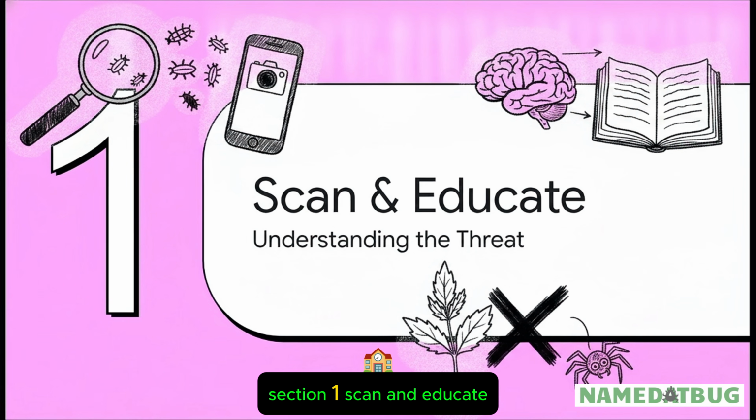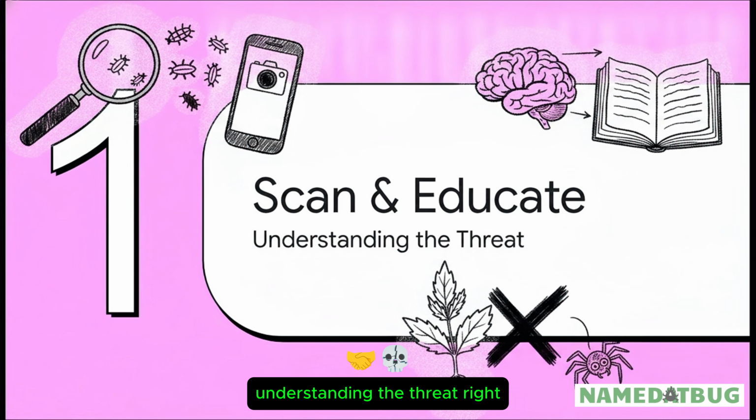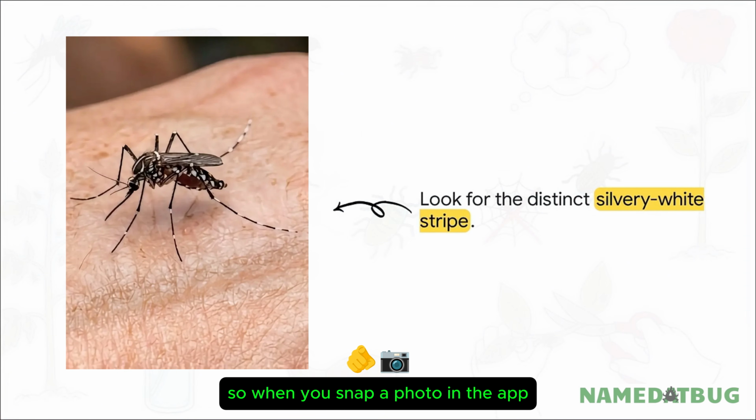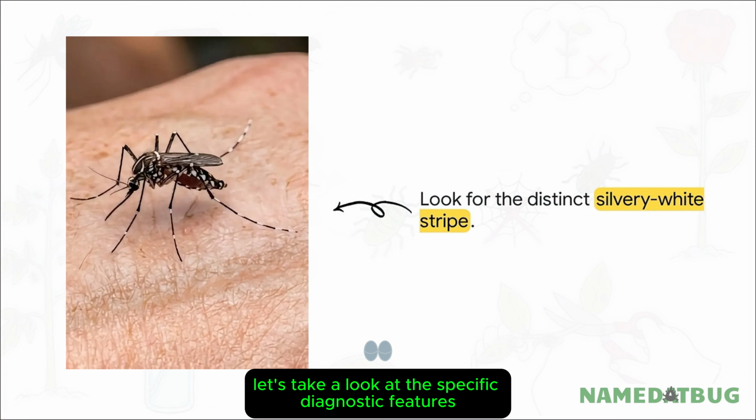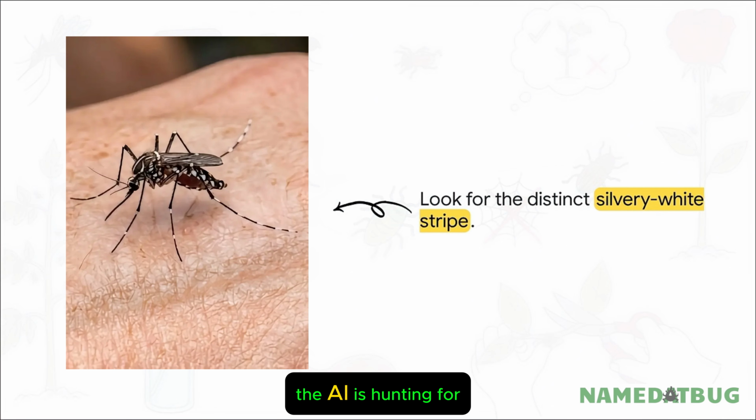Section 1. Scan and educate. Understanding the threat. Right, so when you snap a photo in the app, you get this amazing deep dive into the pest biology. Let's take a look at the specific diagnostic features the AI is hunting for.